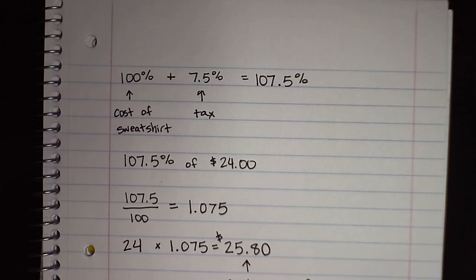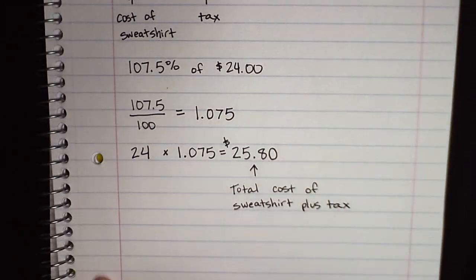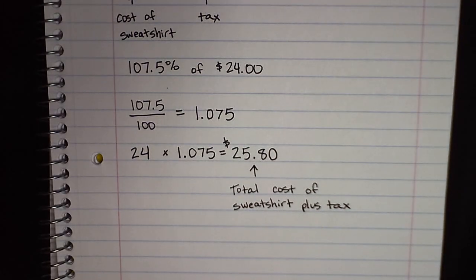And that's just a slightly different way to think about it. You can't see that, sorry. So this would be the total cost of the sweatshirt plus tax. So either method is a great way to do this problem.